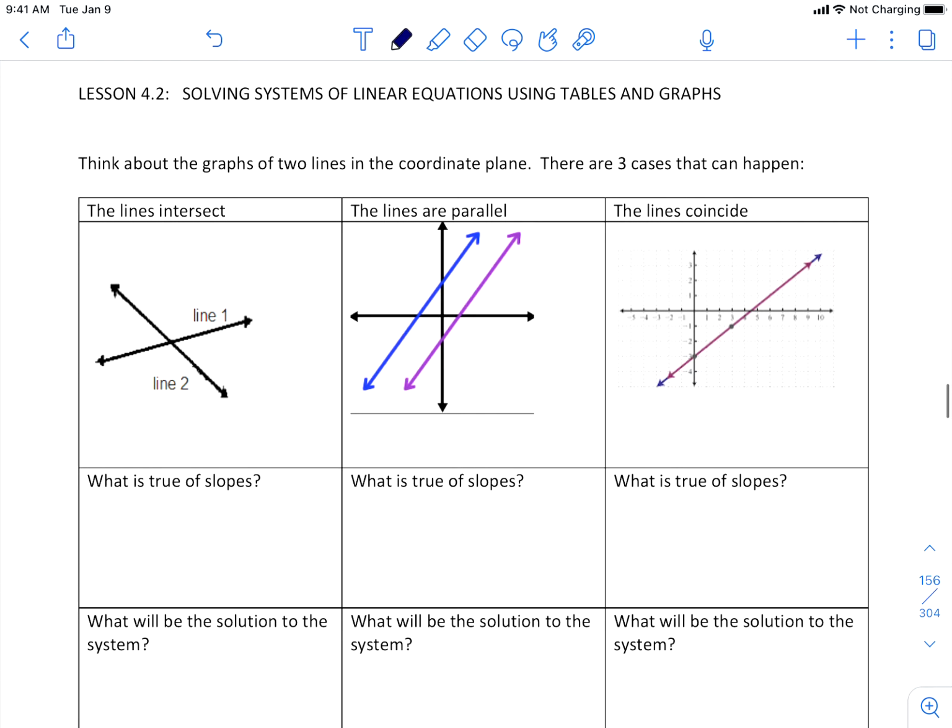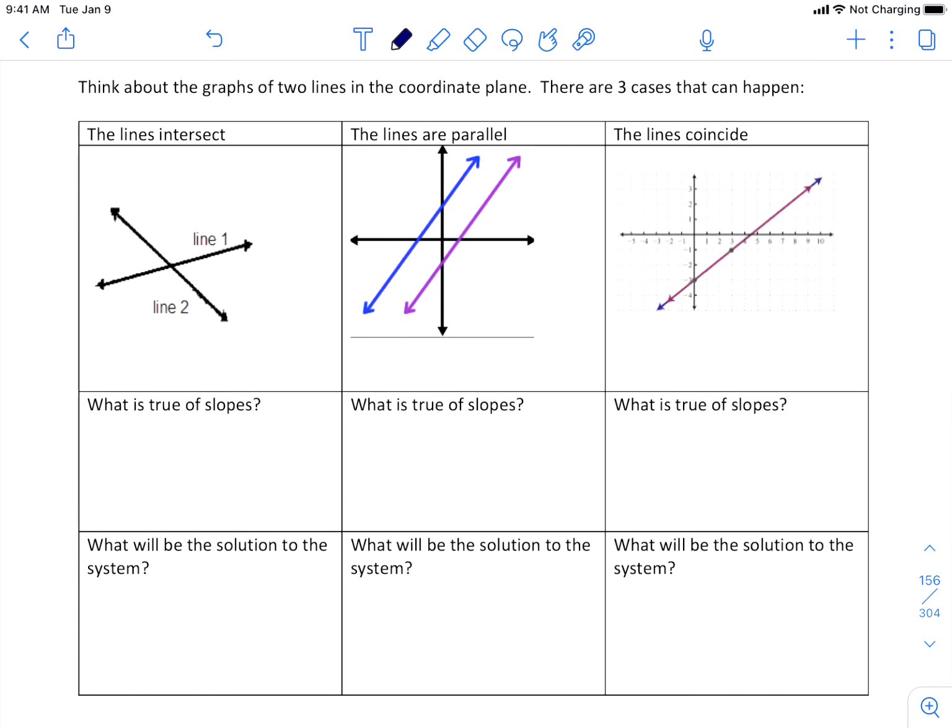Okay, so we're going to think about the graphs of 2 lines in the coordinate plane, and there are 3 cases that this can happen. So like we said, the lines intersect. When we're looking at these lines and they intersect, what's true of the slopes is that the slopes are different. What will be the solution to the system? It's going to be the point right here where they intersect, (x, y). So it's one point, (x, y).